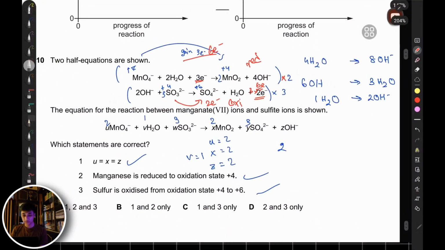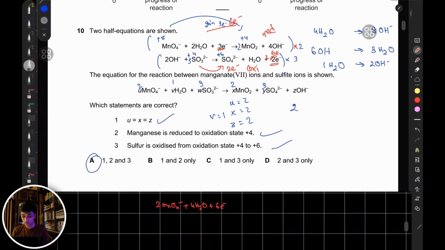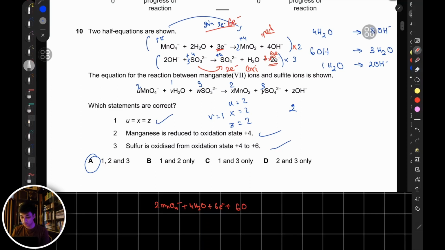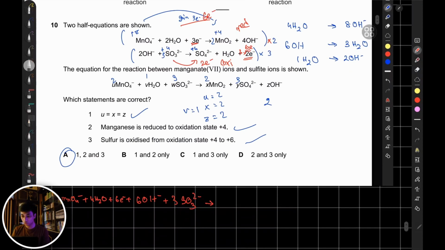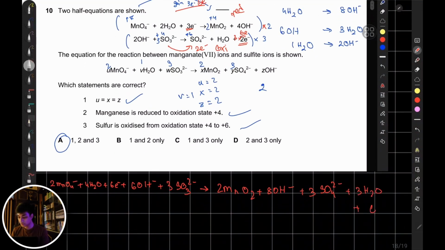What will we be left with? We'll be left with 2MnO4 minus plus 4H2O plus 6e minus, I'll write it down, plus 6OH minus plus 3SO3 2 minus, giving you 2MnO2 plus 8OH minus plus 3 sulfate, SO4 2 minus, plus 3H2O plus 6 electrons.